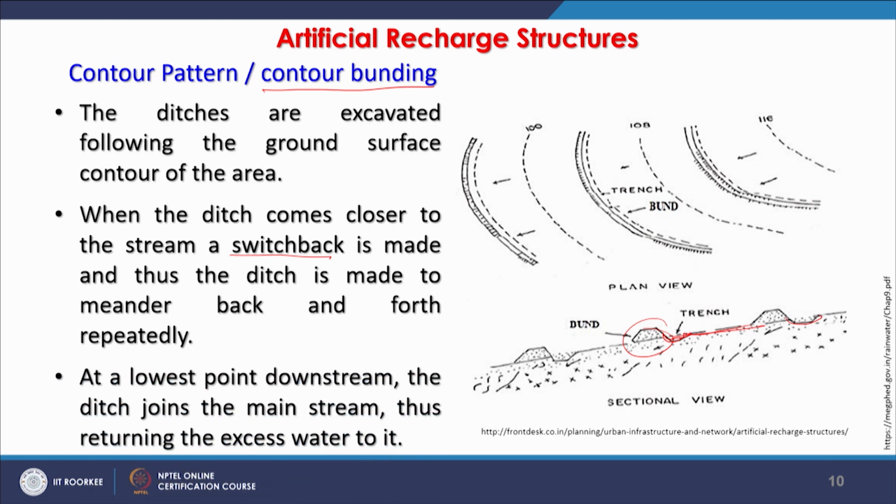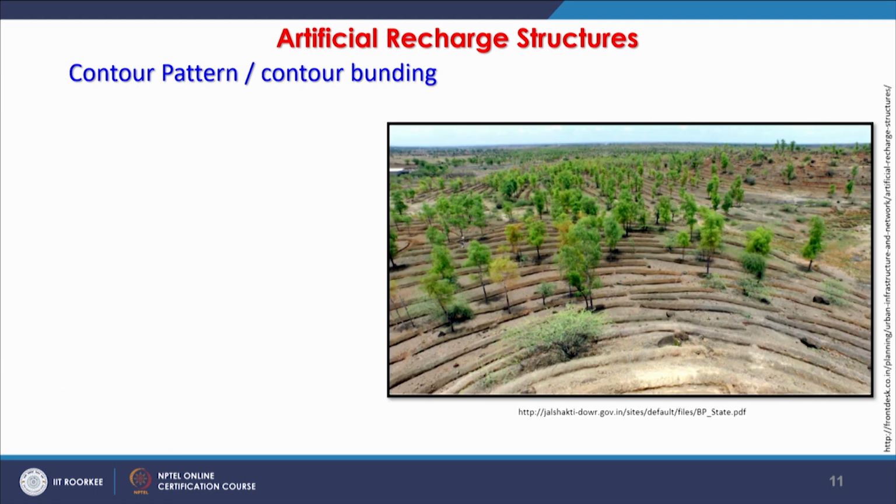So, at the lowest point downstream, the ditch joins the main stream, thus returning the excess water to it, and this is what is happening in all these hilly terrains of the Himalaya. This is the example here. See, if bunds are there, being maintained, there are some plants also, and farms have been ploughed, it will really recharge the groundwater.